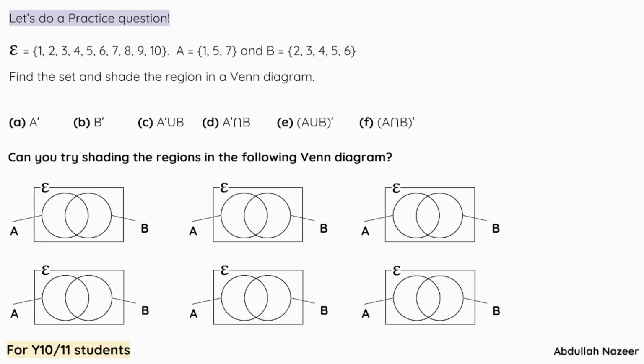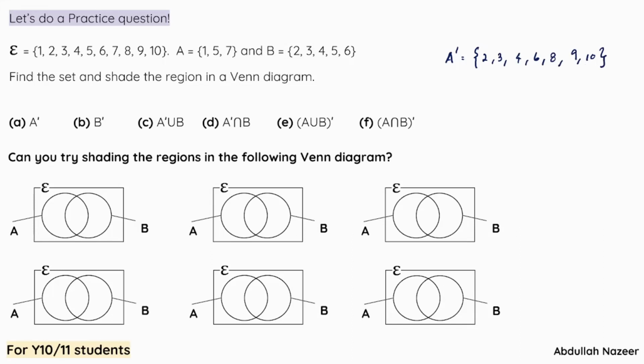The first thing is that we need to find the set A complement, and then we have to show which region belongs to A complement in a Venn diagram. You know, A complement is everything except A. And if you see, A is 1, 5, 7. So A complement will take everything except 1, 5, 7 from the universal set. So A complement would be 2, 3, 4, 6, 8, 9, 10.